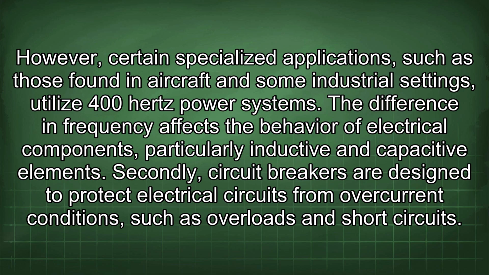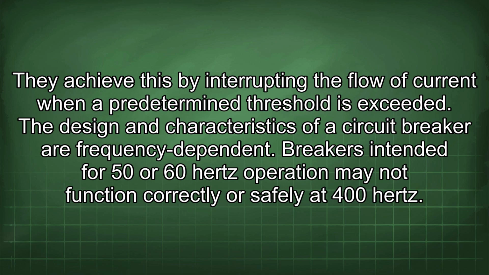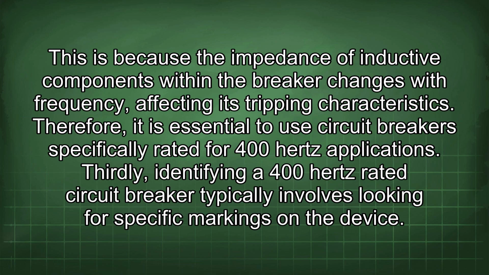Secondly, circuit breakers are designed to protect electrical circuits from overcurrent conditions, such as overloads and short circuits. They achieve this by interrupting the flow of current when a predetermined threshold is exceeded. The design and characteristics of a circuit breaker are frequency dependent. Breakers intended for 50 or 60 Hz operation may not function correctly or safely at 400 Hz. This is because the impedance of inductive components within the breaker changes with frequency, affecting its tripping characteristics. Therefore, it is essential to use circuit breakers specifically rated for 400 Hz applications.